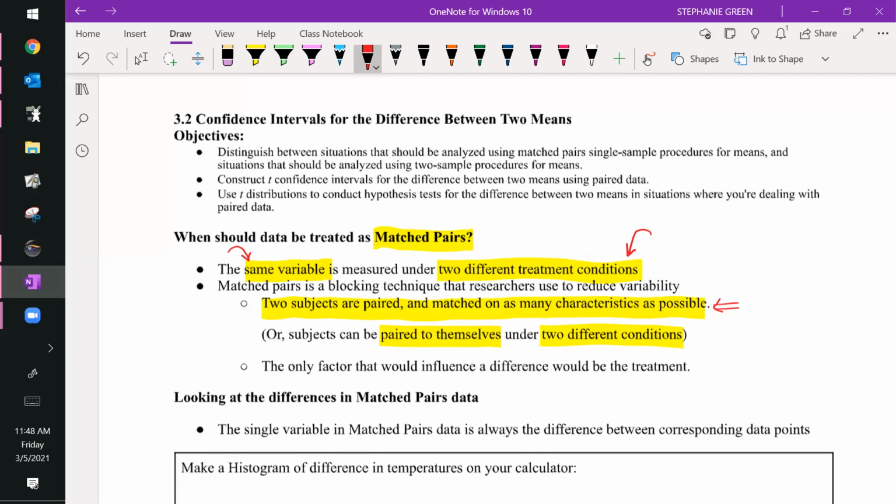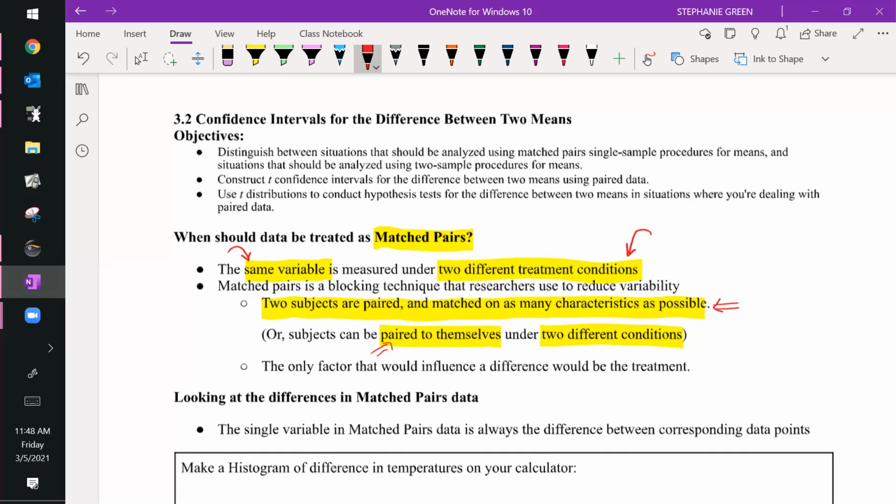And we actually list those characteristics. We can say we're going to match subjects based on gender and race and socioeconomic status or something like that. And then, of course, the other way that we can match people is we can literally match them to themselves, in which case they would be matched based on all characteristics besides the actual treatment. So that's a really good practice to do.